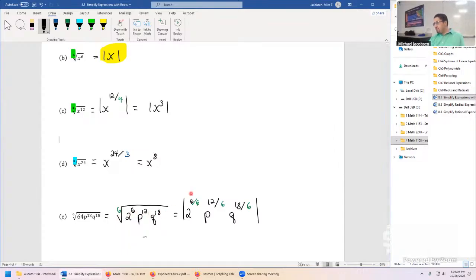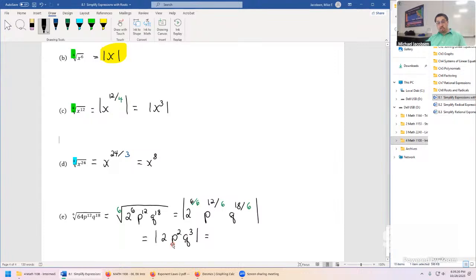So on the next line, this turns into the absolute value of 2 to the power of 1, but 2 to the power of 1 is just itself. Here we'll get p squared. And here it'll come out as q to the power of 3.